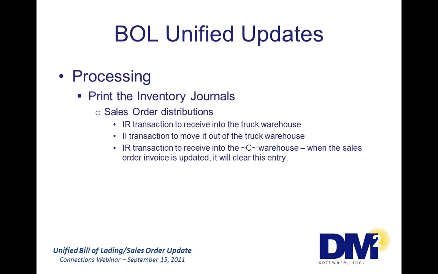For a sales order type distribution, we have the same three type transactions. The first two do exactly the same thing as they did with the inventory. It receives it into the truck, it moves it out of the truck, and then the third transaction, the second IR transaction, will receive it into the C clearing warehouse, where when the sales order invoice is updated, it will clear the entry.